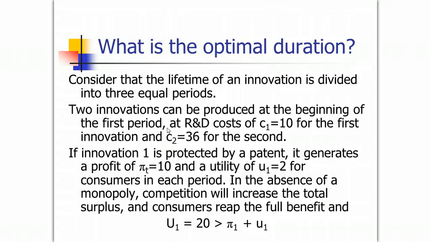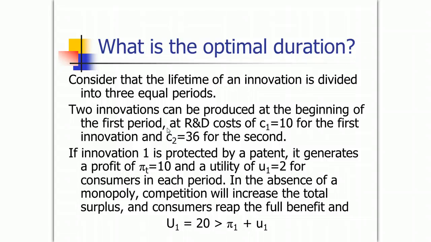So R&D cost equals C1 for innovation 1 and C2 for innovation 2. So the cost that has to be incurred, the initial fixed cost to actually come up with the idea in the first place, is 10 (it doesn't matter what the units are) for innovation 1, and 36 for innovation 2.